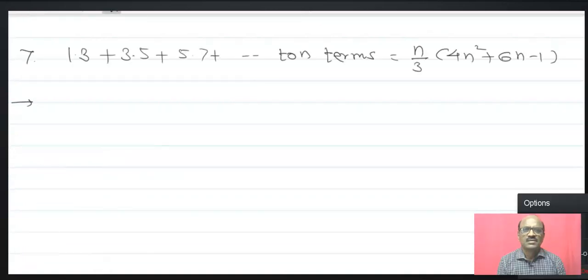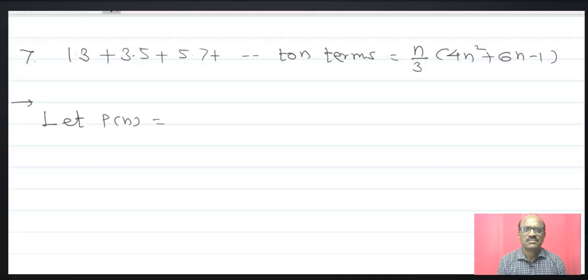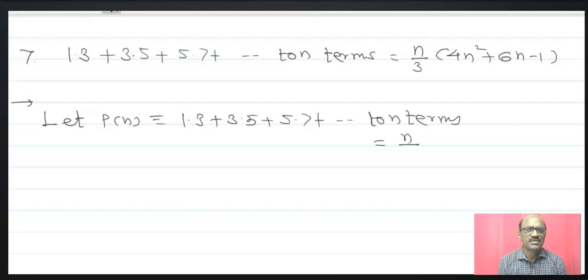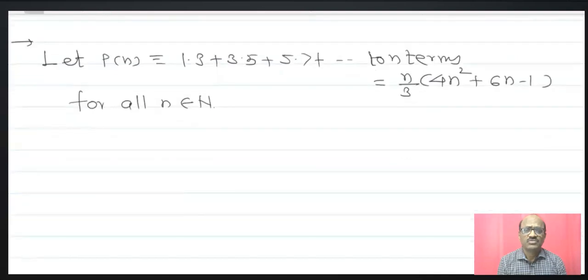Now the question number 6. Now the next example is 1.3 plus 3.5 plus 5.7 up to the nth term is equal to n upon 3, 4n square plus 6n minus 1. Let P of n is equal to 1.3 plus 3.5 plus 5.7 plus dash dash to the nth term is equal to n upon 3, 4n square plus 6n minus 1 for all n belongs to the capital N.